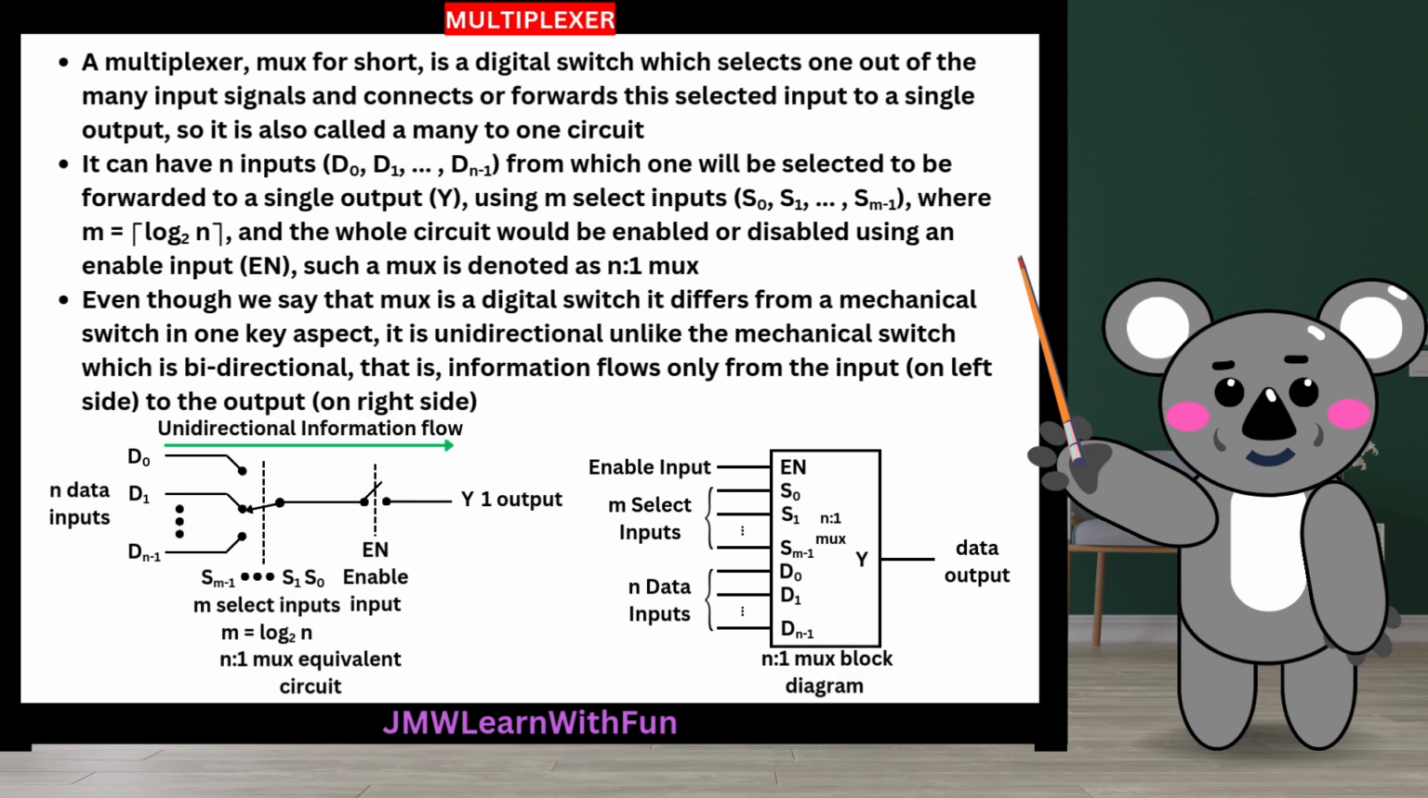The figure shows n is to 1 MUX equivalent circuit, with n data inputs, m select inputs, an enable input, and a single output. Any one of the n data inputs can be selected depending on the m select inputs, and forwarded to the output. If the circuit is enabled, information flow is unidirectional from left to right. The adjacent figure shows n is to 1 MUX block diagram.